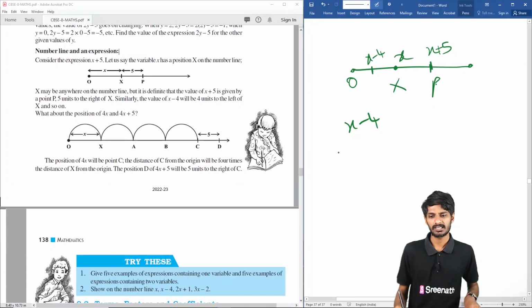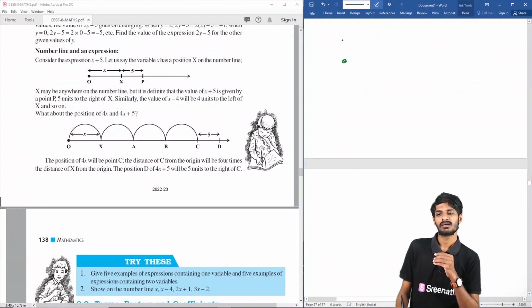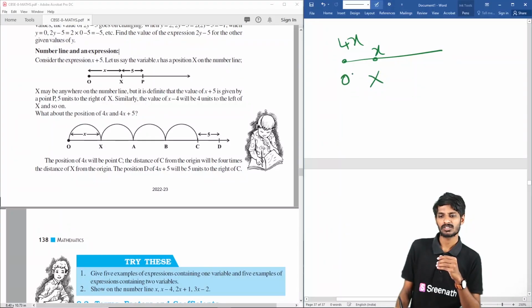And how to represent 4x on the number line? So it is the number line, and here it is x, represented by a capital X, and this is the origin O. 4x means 1, 2, 3, 4, four times. So here it is 4x. Okay, we name it as C.